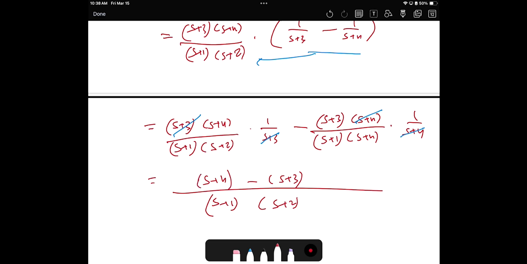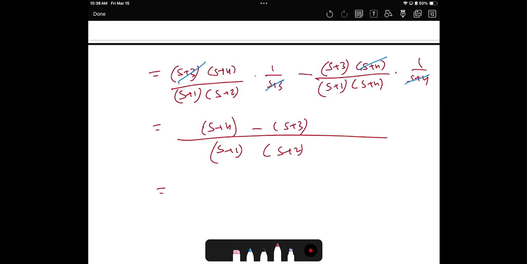So let's do simplification. So it will be here s plus s, 2s. Then 4 minus 3 will be 1, right? Yeah, s minus s will be 0. 4 minus 3 will be 1. 1 over (s plus 1)(s plus 2). This is y of s.